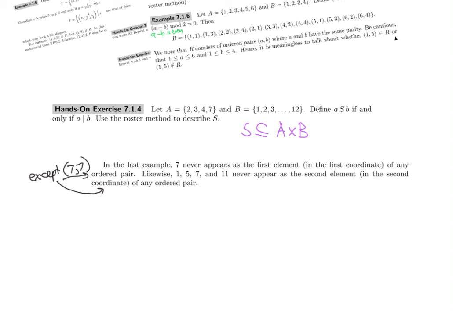And then they say likewise 1, 5, 7, and 11 never appear as the second element, in the second coordinate of any ordered pair. And again, that's not true because of 7. So 7, 7 is definitely an element of S. But other than that, everything else they're remarking is true.